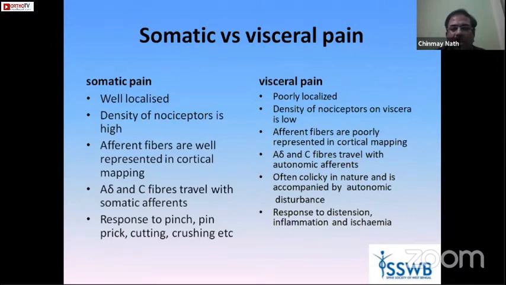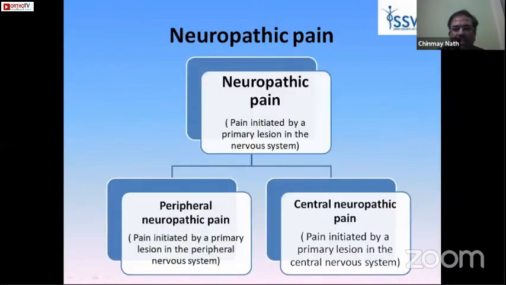Autonomic pain may be colicky in nature and is accompanied by autonomic disturbance, which is not present in somatic pain. Somatic pain is the response to pinch, pin prick, cutting, crushing, etc., while visceral pain is the response to distension, inflammation, and ischemia. There is another type of pain called neuropathic pain, which may be peripheral or central.